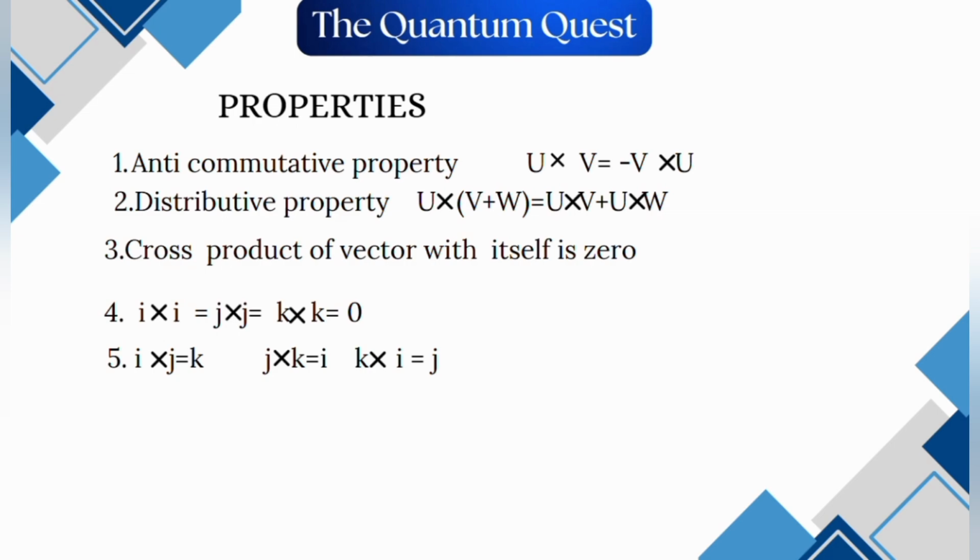The third one, cross product of a vector with itself is 0, that is i cross i equals j cross j equals k cross k equals 0. Fifth one, i cross j equals k, j cross k equals i, k cross i equals j. This is a cyclic property. We know that i, j, k are perpendicular and they are considered as a right-handed system.